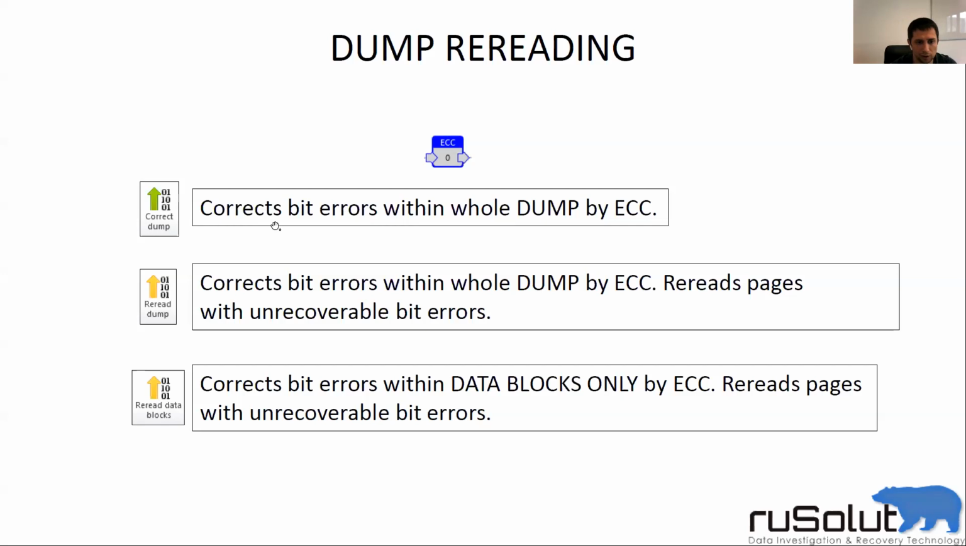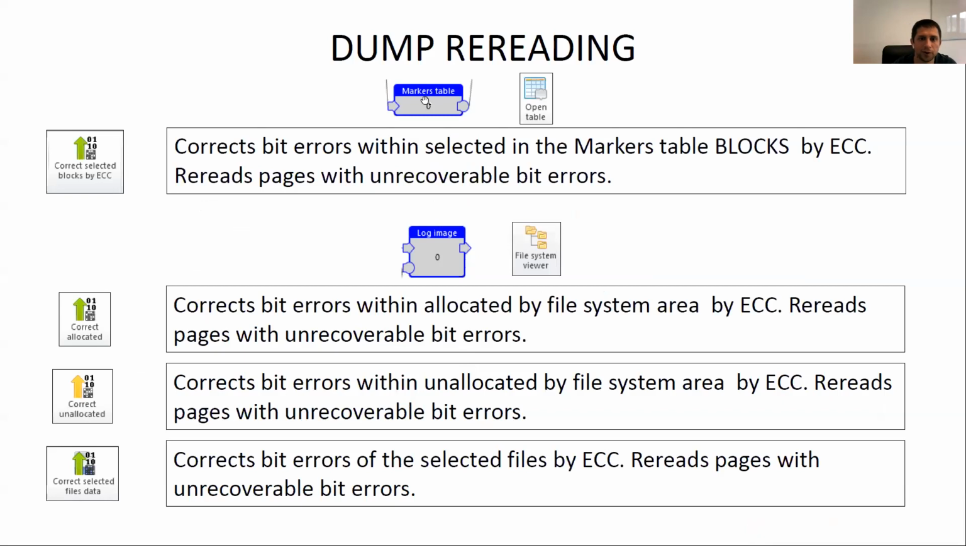So let me proceed. It's up to you which option to select, how you want to reread the dump. If you want to reread the dump right at the start of your case, you can do this on the ECC element. You can just reread the whole dump, or if you want to speed up the process, you can read data blocks only. If you want to do this later, you can create a markers table. If the quality of the dump is more or less good, you can do this later on the markers table. You select the blocks which you want to read and you run it there. Or you can do this on a very last step for some particular files only.